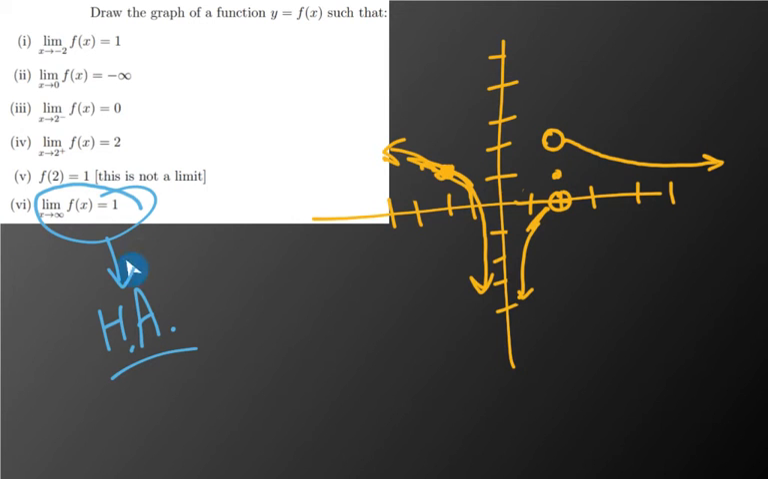And then this is like the horizontal asymptote thing. As we approach infinity, we shoot way out, we're getting an output of 1. And that really is like this sort of imaginary horizontal line that we're getting really, really close to.